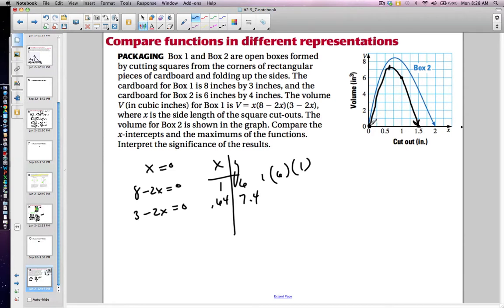Okay, so when you look at the x-intercepts, where I get back to 0 in volume, it's smaller here, bigger here. The volume for box 2 is shown on the graph, so box 2 has a greater volume in general. And you look at the maximums, you can see that box 2 has a maximum volume of about 8.5, whereas I have a maximum volume of a little less than 7.5. Okay, so the key here is in trying to put them both into the same form.